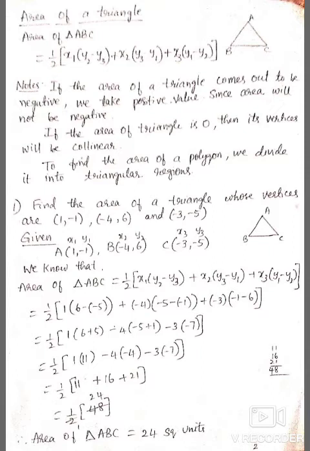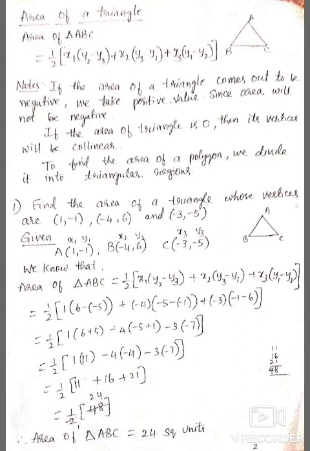So that becomes, next step, half into 1 into 11, that is 11. Minus into minus plus, 4 fours are 16. Minus into minus plus, 3 sevens are 21. Now add all three: 11 plus 16 plus 21 is equal to 48. So that is half of 48. Simplify: 24. So the area of triangle ABC is equal to 24 square units.